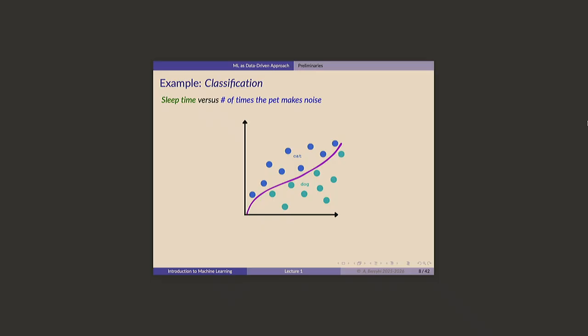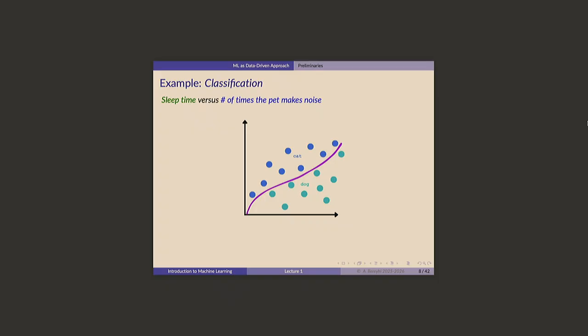I don't care about that. I want to use machine learning, and then it's a kind of classifier. So I can draw this curve, for example, and I would say any point happening here is a cat, any point happening here is a dog, and now you tell me how many hours one pet is sleeping and how many times it makes noise, and then I can tell you what that pet is, right?